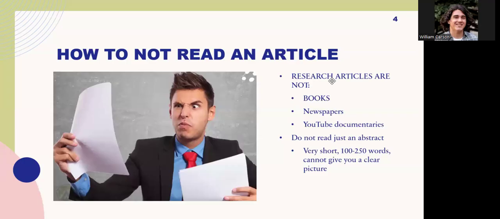So if you're not supposed to read an article front to back, in my opinion, how are you supposed to read it? So the first step, and we're going to use the article that I was talking about with genetic counselors to give you kind of this example. So the first thing you want to do with the article is you want to open it up and you want to look at the introduction.